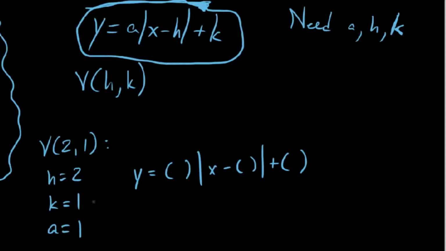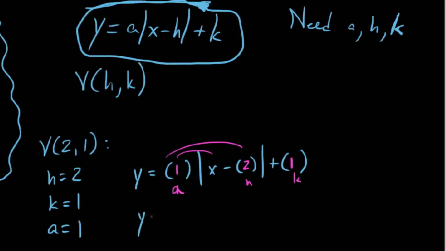So H is here, K is going to go here, and then A is going to go here. I got ahead of myself here. So A was 1, H was positive 2, and K was 1. If I clean this up a little bit, keep these things in mind. You can't distribute through absolute value bars, even though that is a 1.